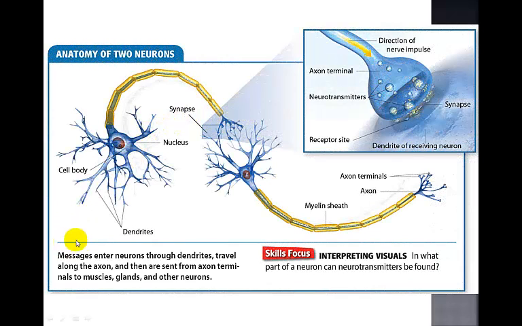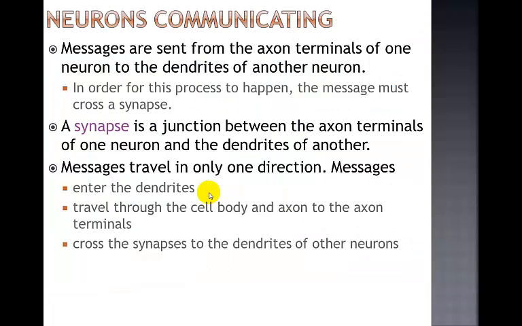So just to review, messages in the form of chemicals and electricity enter the neurons through these dendrites, go to the cell body, travel down the axon, and then they're sent through the axon terminals to the dendrite of the receiving neuron, and this happens over and over and over, billions of times. Everything we do happens in this process.